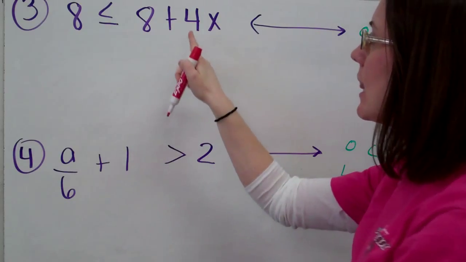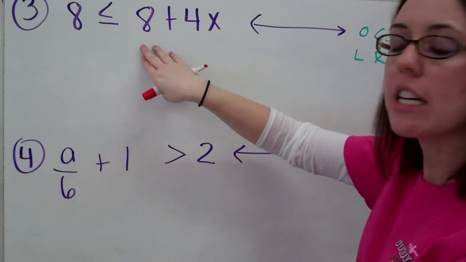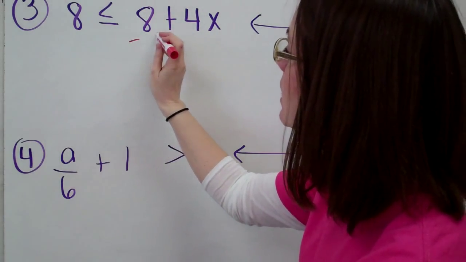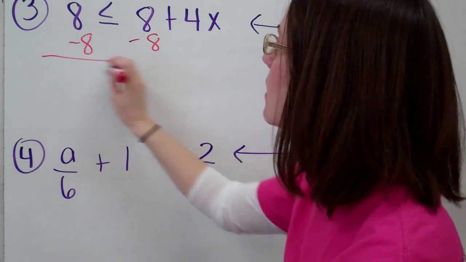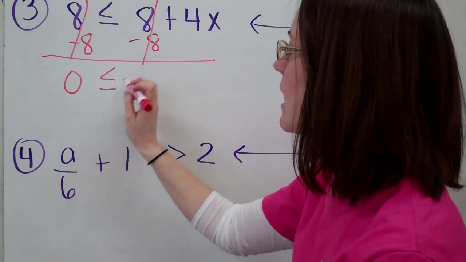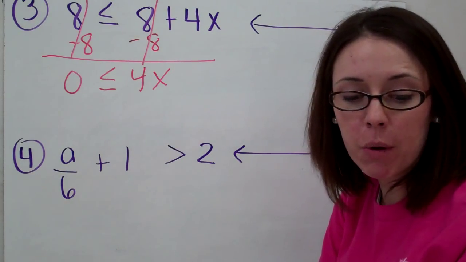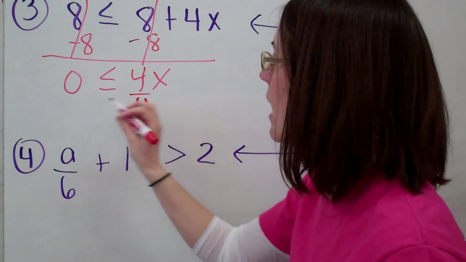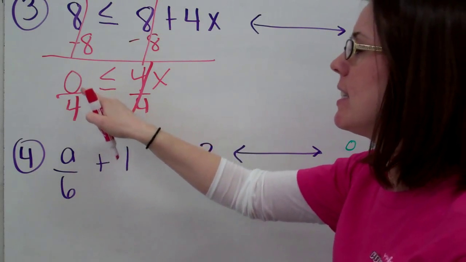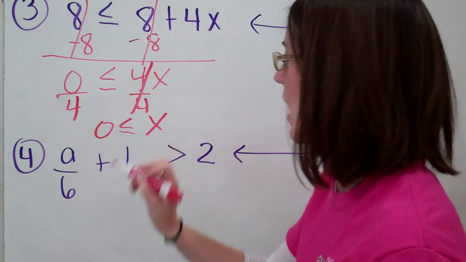Example number 3. Let's get x by itself. How do we get x by itself? We have to undo the addition or subtraction first. We want to get rid of that 8, that constant. We subtract 8 from both sides. Your 8's are going to cancel, so you're left with 0 is less than or equal to 4x. How do we get the x by itself? Well, we're going to divide by 4 on both sides because that's the inverse. Your 4's cancel. And what is 0 divided by 4? Well, that's just 0 is less than or equal to x.